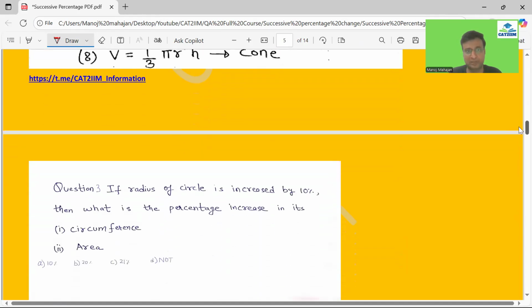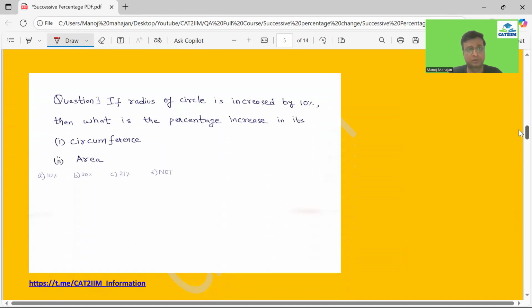Let's pick up few examples out here. So if you look, the first example out here is if the radius of the circle is increased by 10%, what is the percentage increase in its circumference? So what is the circumference? 2 pi r. So you have increased the radius by 10%. So I can straight away say that my circumference will also increase by 10%.